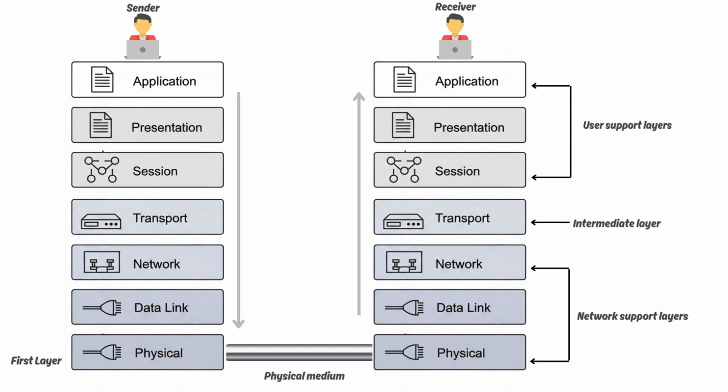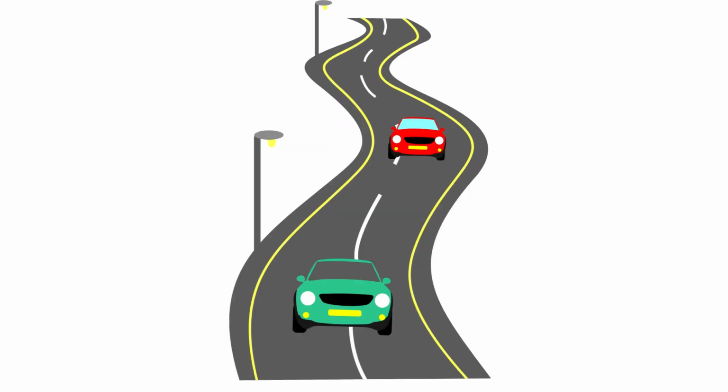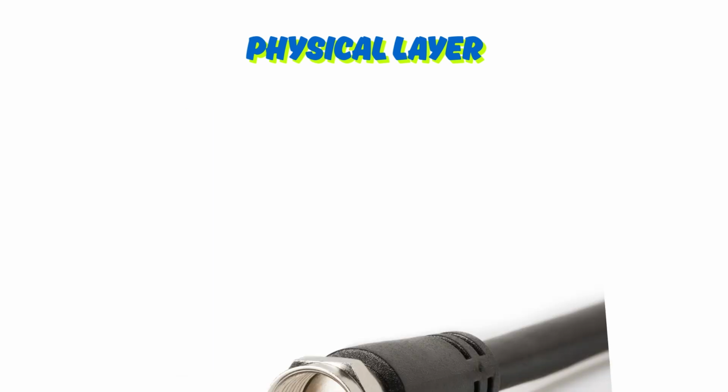Let's discuss them. Let's start from the physical layer of the OSI model. Think of this as the road where your data car will drive. This is the lowest layer. It deals with the actual physical connection. Physical means sending of data over physical wire such as coaxial cable, twisted pair cable, or optical fiber.